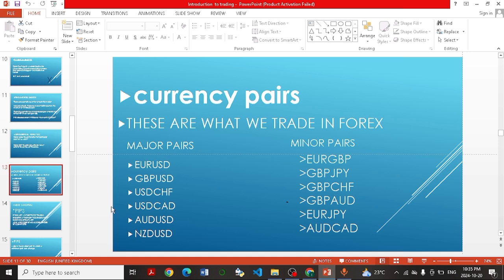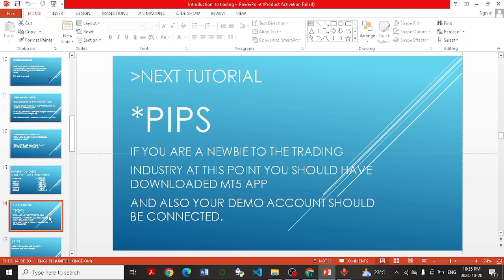Some brokers allow you to trade them, but for forex, which is foreign exchange, if you remember, I said you are trading a particular country's currency for another country's currency. That is foreign exchange. That is forex. So it has to be a country's currency with another country's currency. Don't mix it up. So on to the next tutorial. Our next tutorial will be looking at pips.